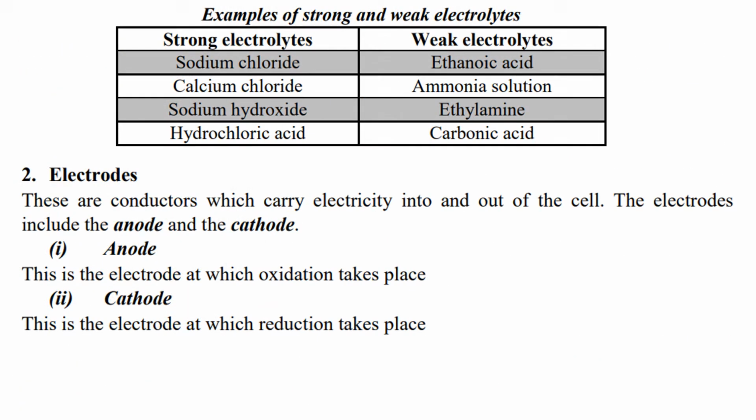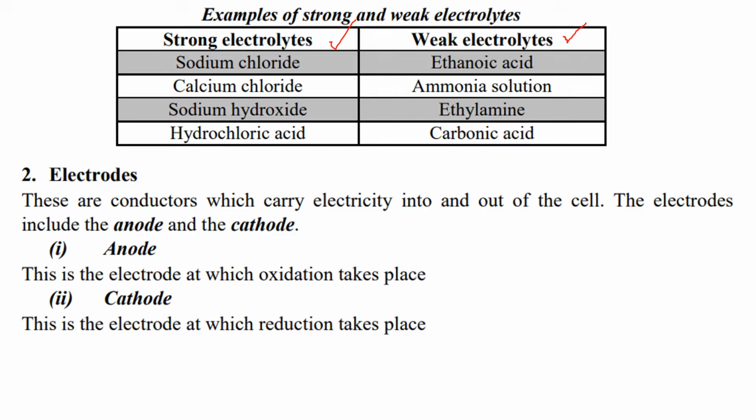So in this table, we are going to first look at the examples of the electrolytes that we are going to be dealing with. Just like we said that strong electrolytes are going to be mostly ionic or inorganic, and then the weak electrolytes are going to be mostly organic.